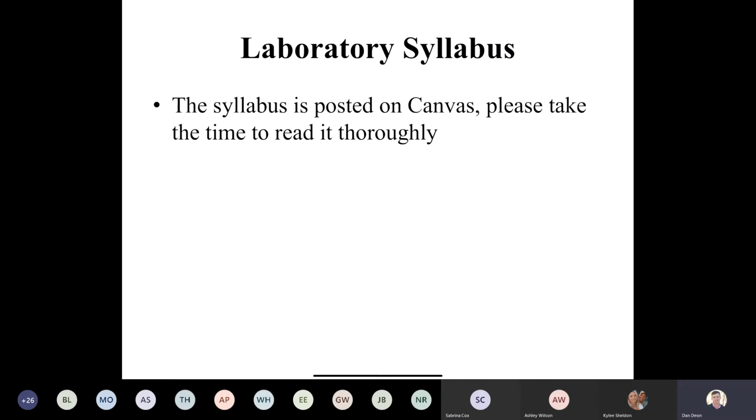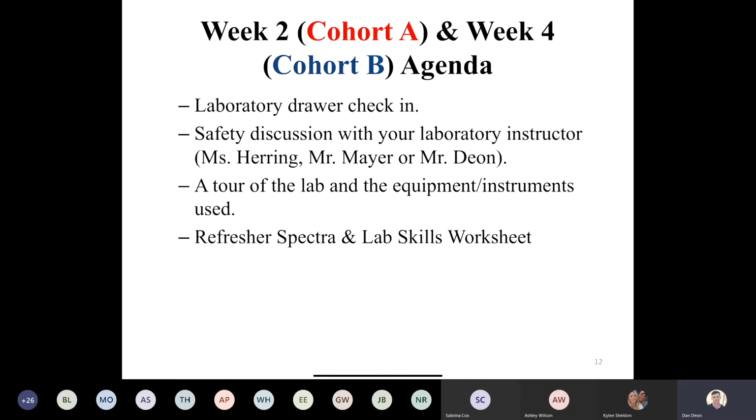What else? The syllabus is posted to Canvas. Take the time to read it thoroughly, but I'm going to go over it with you. Again, the first week, what you're going to do with your instructor is your lab drawer check-in, make sure your glassware is there, make sure you remember what the names of the glassware are. All the lab instructors have discussed this, and we're all going to do a little safety discussion with you about where things are in the lab, so you're all fully aware. Also, so that we're all on the same page with respect to the coronavirus outbreak protocols that we have to use in the lab.